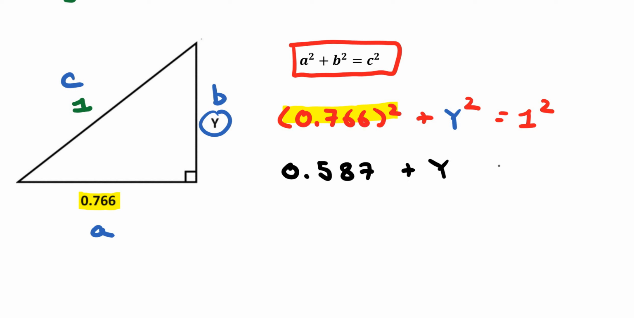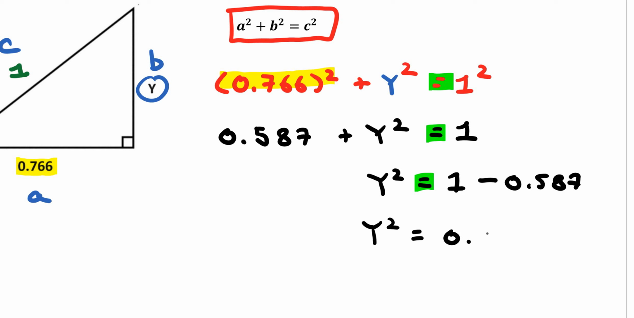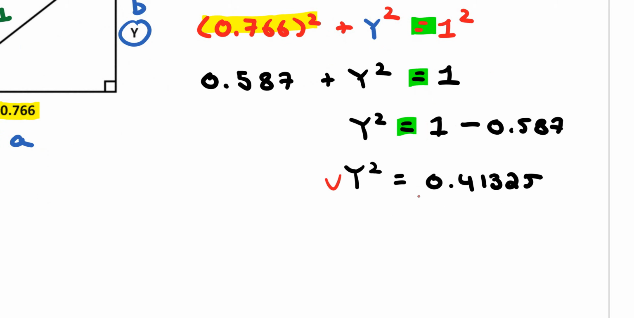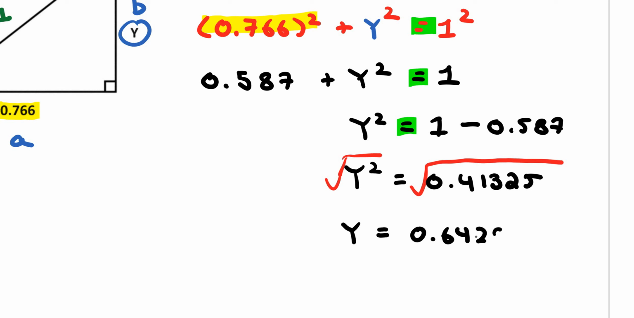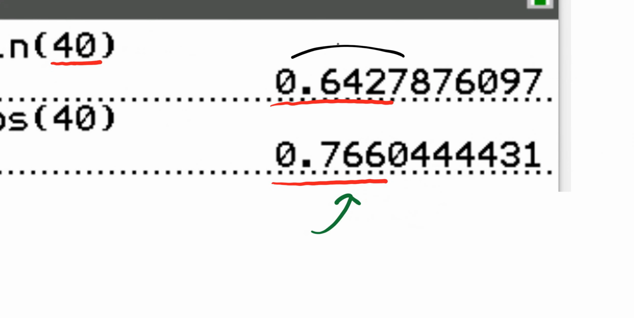So 1 squared is just 1. And then y squared would equal 1 minus the 0.587. Notice once again, you want to keep your equal sign vertically lined up. Then I have y squared equals 1 minus 0.587. Just go to your calculator and you get 0.41325. And then finally, just take the square root of both sides on your calculator, and we have y would equal 0.6428. All right, so with the Pythagorean theorem, we got 0.6428, and that definitely matches that particular answer there.